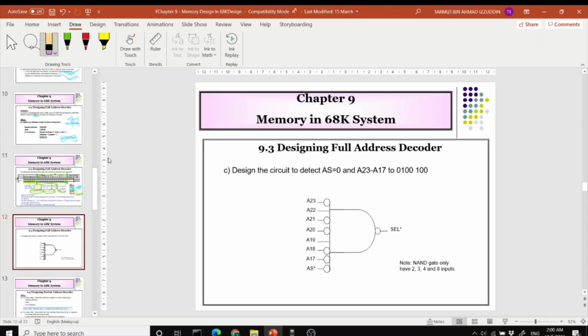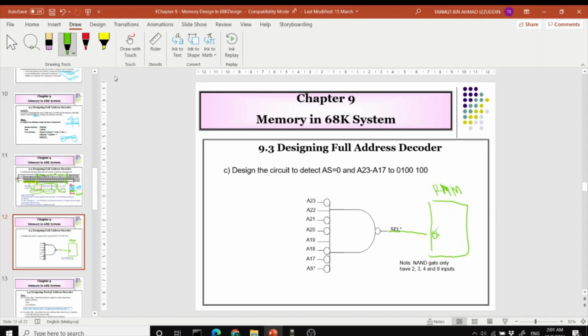So the output of your full address decoder over here, you can imagine this will be connected to your RAM. So this pin is going to be the chip select. So you need it to be 0. You need it to be 0 to activate the RAM chip.